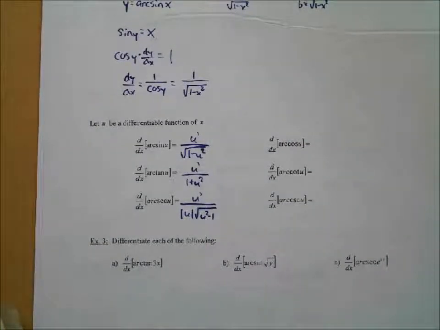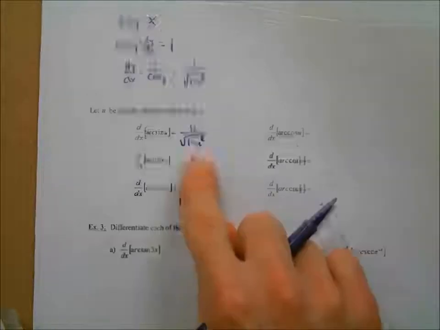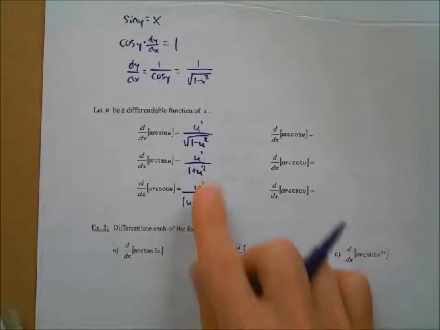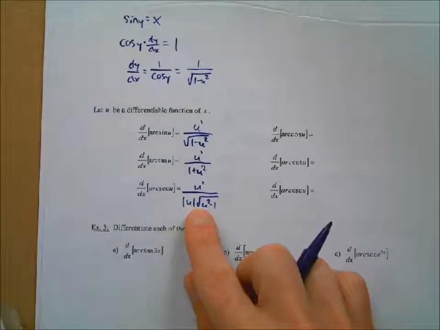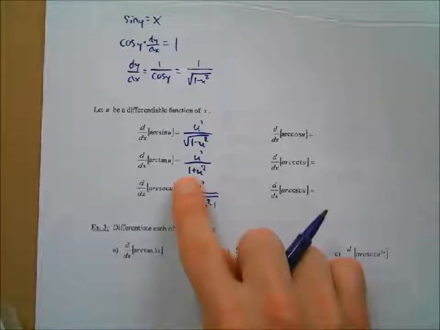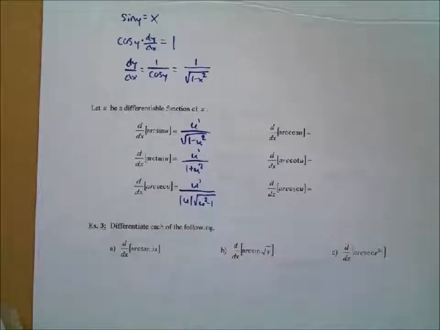These are close, but they're close enough that it's going to be tricky to get these all down. We have square root of 1 minus u squared, and then here it's absolute value of u times square root of u squared minus 1, like just the order slipped. And here it's 1 plus u squared without the square root. So we want to be very careful here.